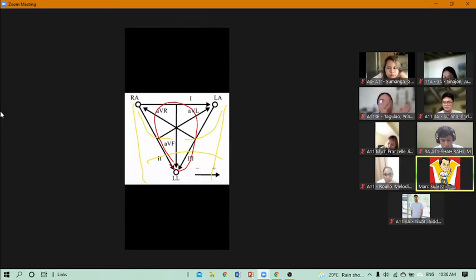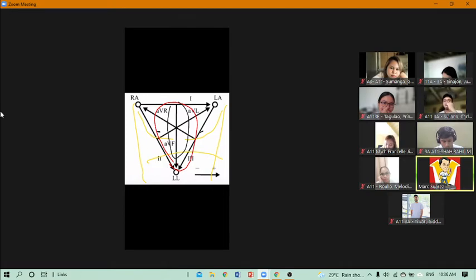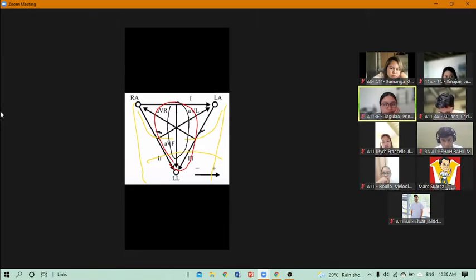So, fourth intercostal space, right sternal border. This is the sternum. What is the anatomic landmark which corresponds to the fourth intercostal space in most individuals? Nipple line, Doc. Nipple line mostly. To be more accurate, nipple line is correct.